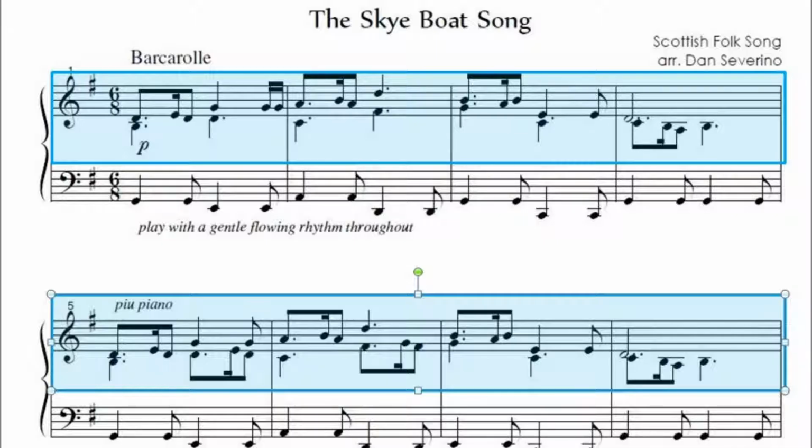For the most part, the right hand of this arrangement is written in two voices. Notice the blue highlighting. Notice the higher voice is notated with the stems pointing up. The lower voice is notated with the stems pointing down. As a general rule of thumb, try to give a bit more tone to the stem up part than the stem down part.